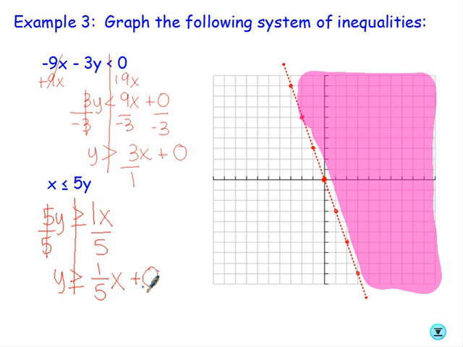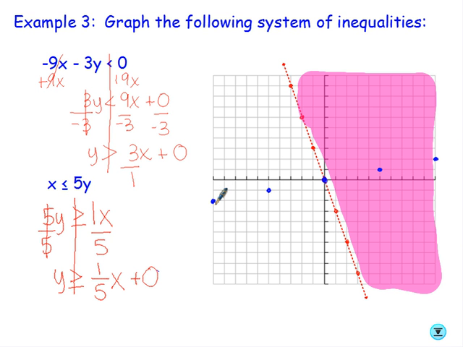I start at 0. Same place my other one started. The slope is positive 1, so I go up 1 and right 5. Up 1, right 5. 1, 2, 3, 4. There we go. Up 1, right 5. Come back here, go down 1 and left 5. Down 1 and left 5.